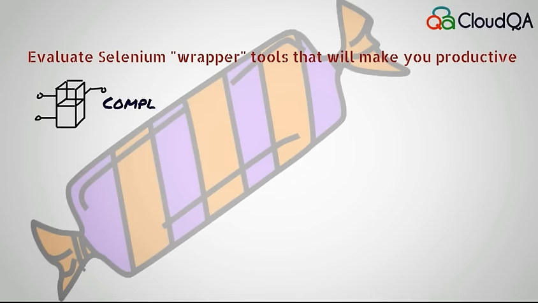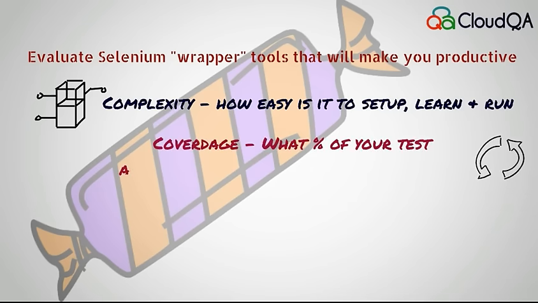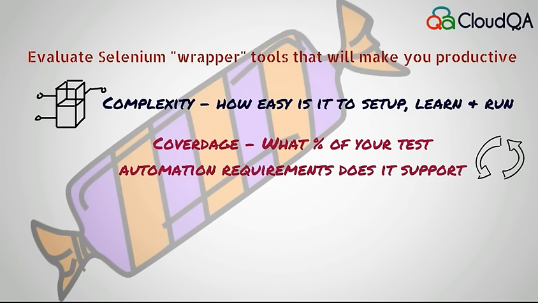The first evaluating criteria is complexity. See how easy it is to set up the tool, learn it, and run it on your own. There are tools that can be set up in minutes, but you want to make sure that they meet your demands. You should also check how much test automation coverage you can get out of these tools. See what features of Selenium they support or do not support. In the end, if you find out that the tool is able to meet, say, 80% of your automation needs, it becomes a compelling reason to use it.